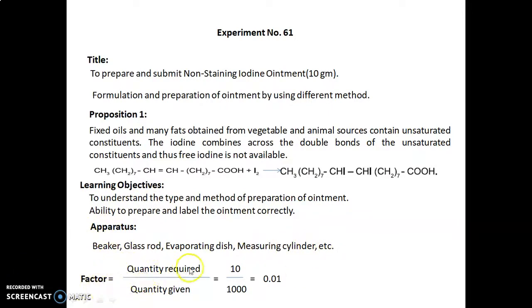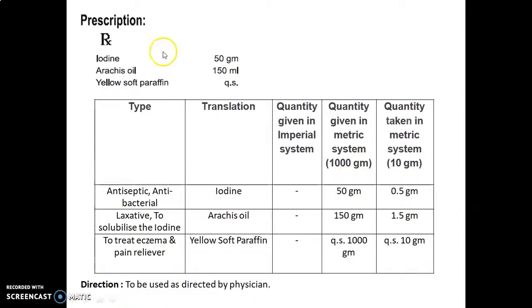Factor is calculated as quantity required upon quantity given, that is equal to 10 upon 1000, 0.01. The prescription is given: Rx, iodine 50 gram, paraffin oil 150 ml, yellow soft paraffin, quantity sufficient. The formula table is given over here. Type is the category, use or role of the ingredient. Translation means the name of the ingredient. Quantity in the imperial system is not available, as we have quantities directly in the metric system, not in Latin terminology.